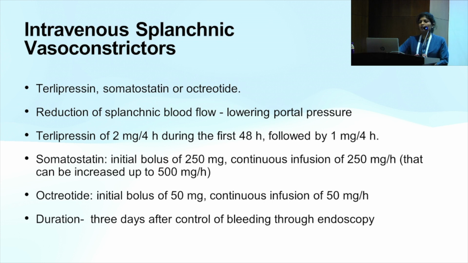Then coming to your splanchnic vasoconstrictors. So this is another patient with CLD who comes with a bleed. Initially, start the patient on terlipressin. How it helps is, it will reduce the splanchnic blood flow and reduce the portal pressure, hence reducing the bleeding. Initially the recommended dose of terlipressin is 2 mg every 4 hourly for the first 48 hours, followed by 1 mg 4 hourly.